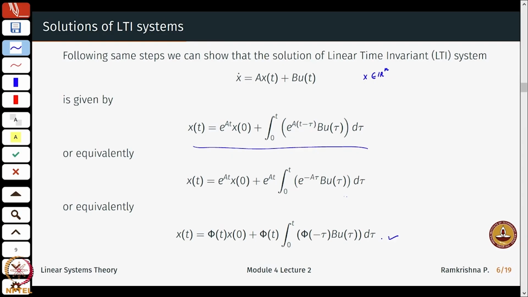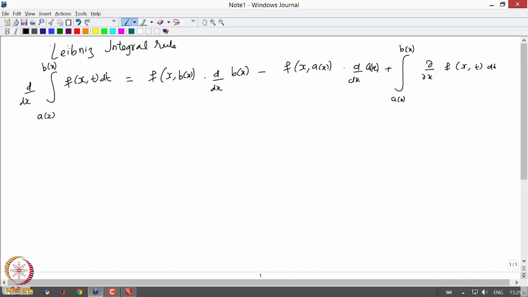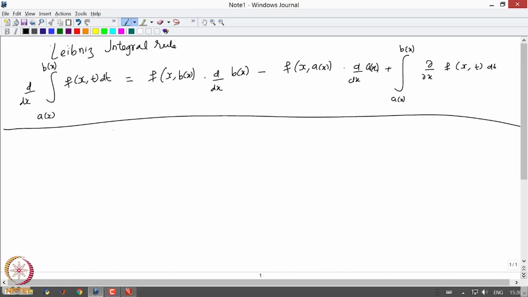So where do I start from? There is some rule which I will use in the proof. I start from x dot is A x plus B u. Again, just for simplicity, at the beginning of this lecture we will look at the time invariant case, and we will explicitly deal with the time varying case in the next lecture.